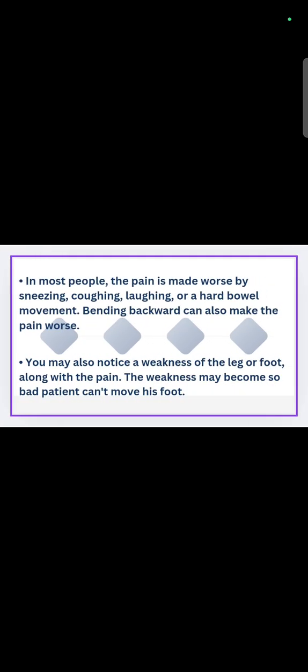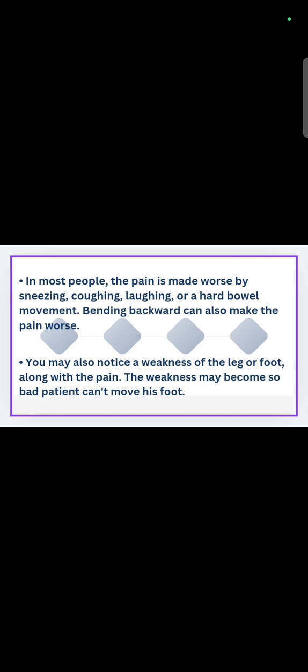The pain of the sciatica gets worse whenever the patient with sciatica sneezes, coughs, laughs, or whenever he has a hard bowel movement. At that time, there will be an increase of the pain in the sciatica. Whenever the patient with sciatica tries to bend backward, there will be a sudden increase in the pain.